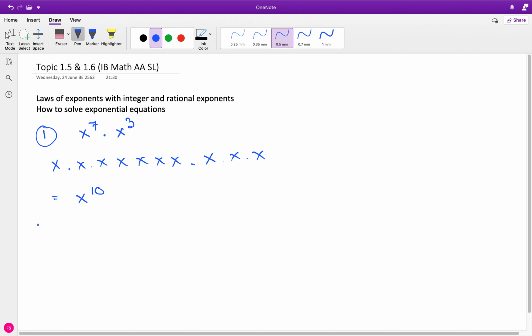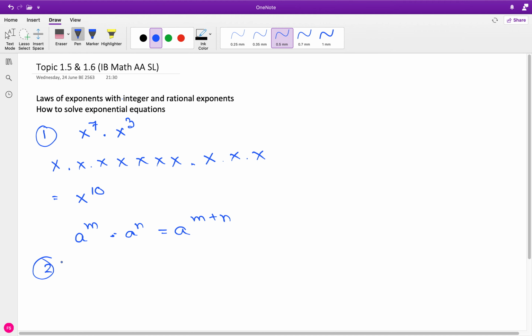So we can say that when you multiply two terms with the same base, you can just add up the powers. So our first rule is a to the power of m times a to the power of n equals a to the power of m plus n. If you look at this, 7 plus 3 will also give you 10. So you don't have to do this every time. You can just add up the powers.